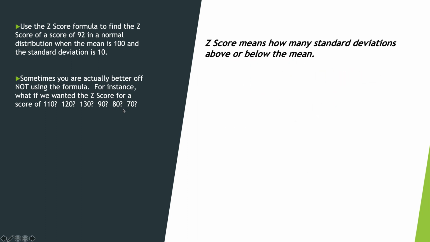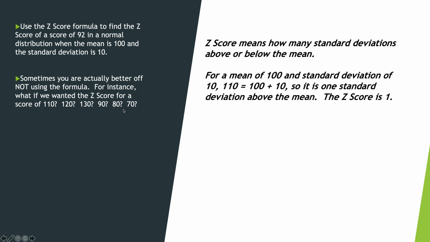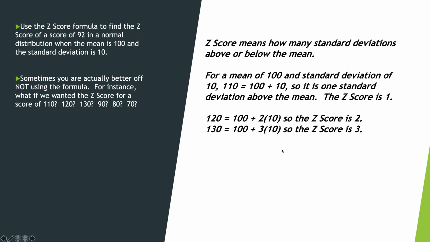Okay? Once again, z-score means how many standard deviations are above or below the mean. For a mean of 100 and a standard deviation of 10, 110 is 100 plus 10. So it is one standard deviation, one set of 10 above the mean. So that z-score is 1. 120 is 2 10s above the mean, so that z-score is 2. 130 is 3 z-scores above the mean, so that z-score is 3.